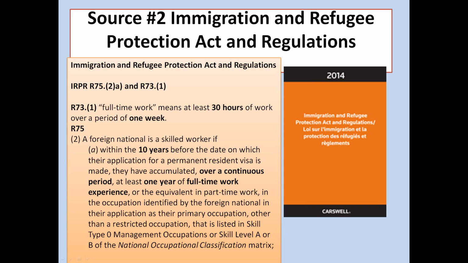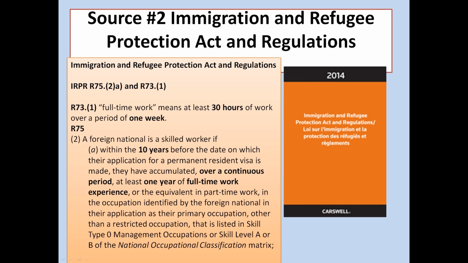30 hours per week is considered full-time work. And of course, it has to be within the 10 years before he applied, and 1 year of continuous. So it can't be 2 months here, 3 months there. It has to be continuous.